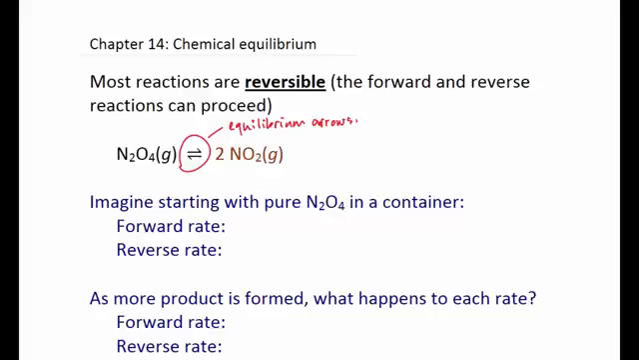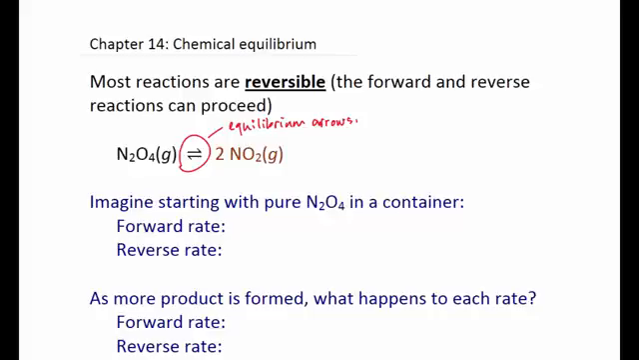So make sure that you draw these correctly. This is not a single double-headed arrow. Okay? It's two single-barbed arrows like that that shows that the forward reaction and the reverse reaction are happening simultaneously.